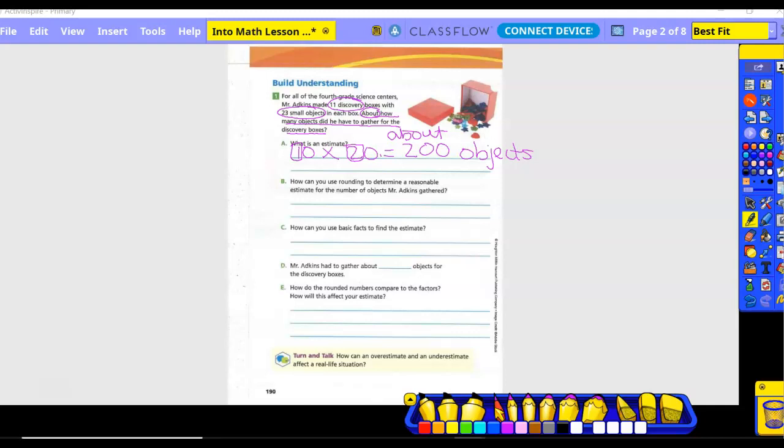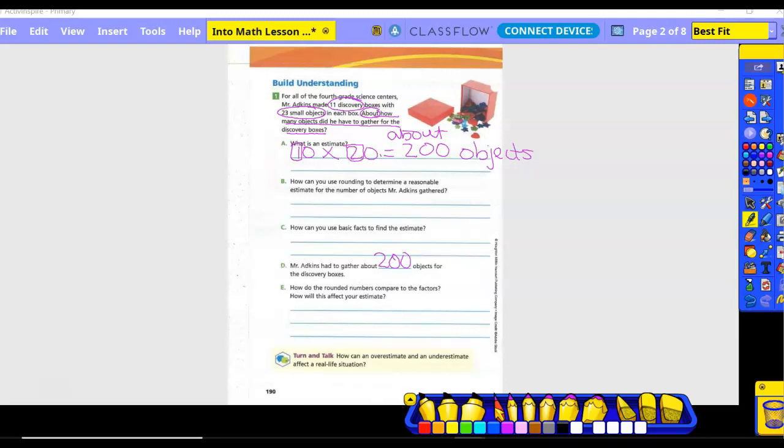So how can you use rounding to determine a reasonable estimate for the number of objects Mr. Atkins gathered? So how does this help us? When we get our actual answer, if it's close to that, then we're probably correct. Okay, so how can you use basic facts to find the estimate? We actually already did that, didn't we? We took 1 times 2, got 2, and then added 2 zeros. Mr. Atkins had together about how many objects? 200 is what we came up with, right?